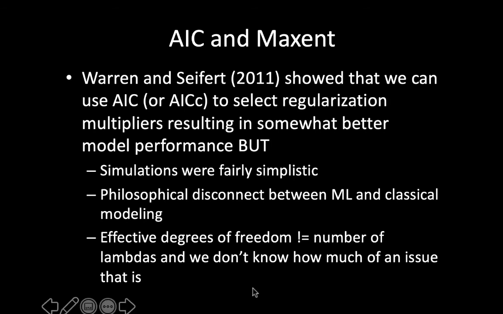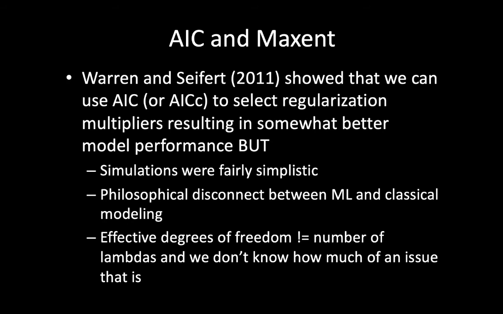And finally, a very practical issue. This is one that Jane Elith first brought to my attention, but it's very true. Part of the justification for AIC penalizing 2 times the number of parameters is based on the assumption that there's this tight linkage between the number of parameters and the degrees of freedom in a model. And with Maxent models, we're using the L1 lasso. That's not necessarily true.